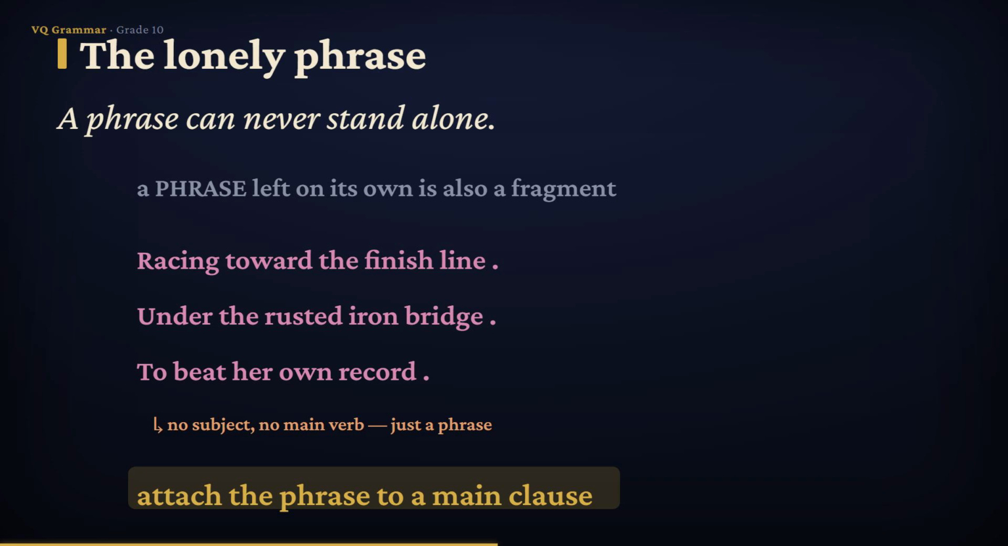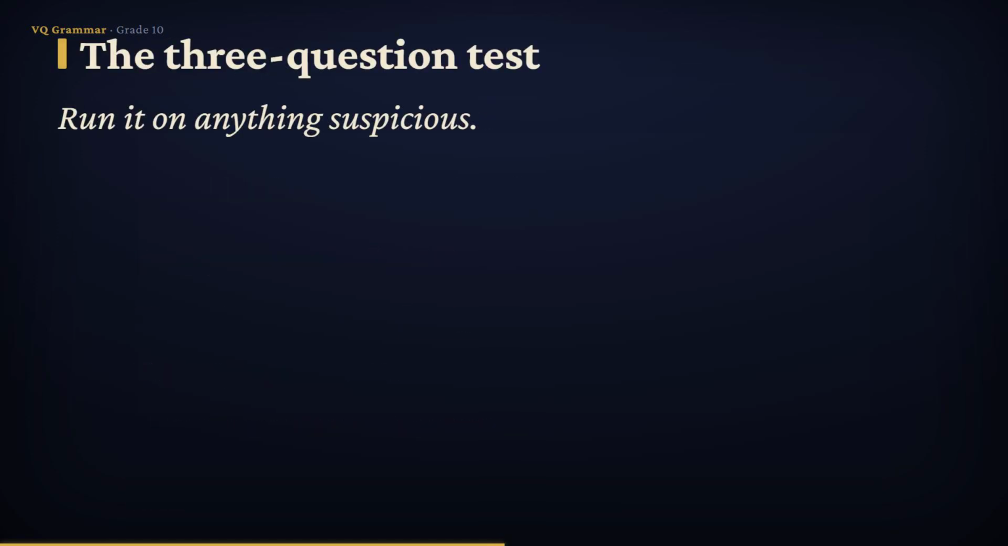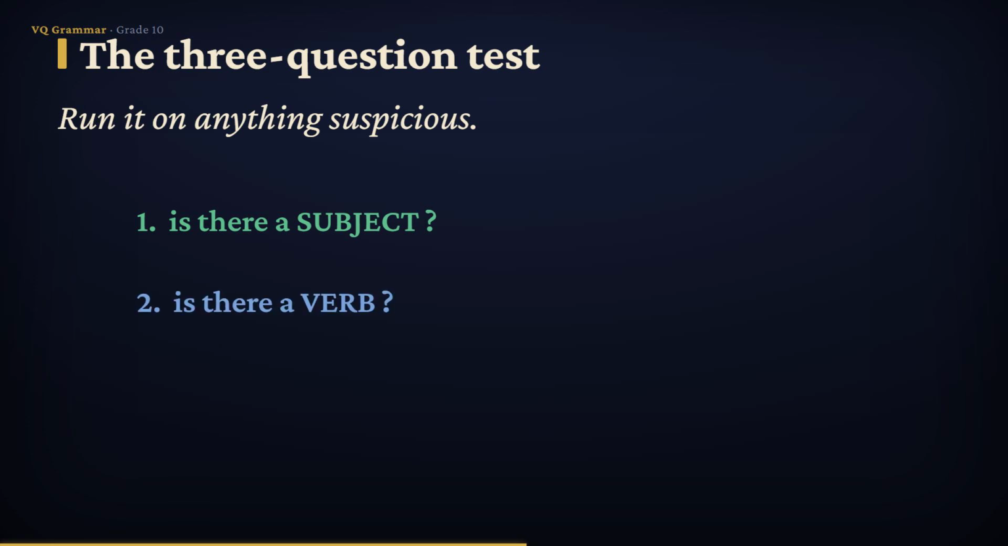Now the phrase has a sentence to hold on to. Let's turn all of that into a test you can run in about 2 seconds. Question 1. Is there a subject? Ask who or what this group of words is about. Question 2. Is there a verb? Ask what is happening. And question 3, the one people forget. Is the thought complete, or are you still waiting for the rest?